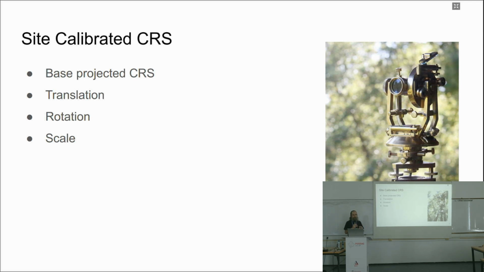These 7 parameters are not the same as in a Helmert transformation. Remember that the Helmert transformation is applied at the center of the Earth. You go to Cartesian, but at the center of the Earth, and then you apply that there. This is happening in the projected CRS. So this transformation is happening at the surface of the Earth, not at the center.